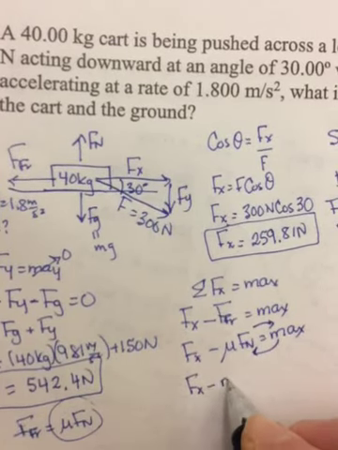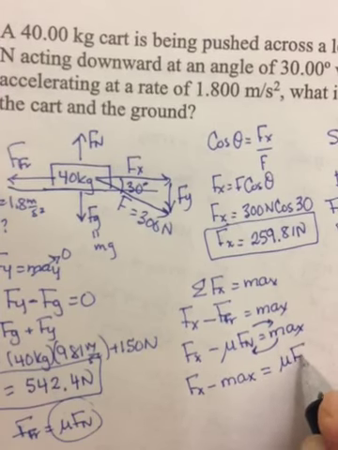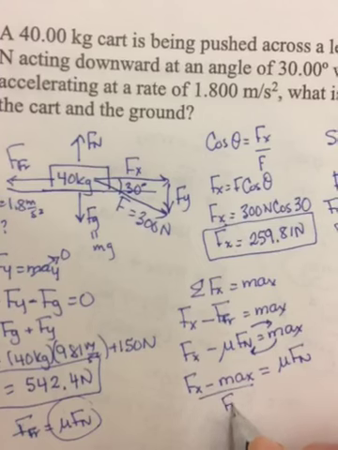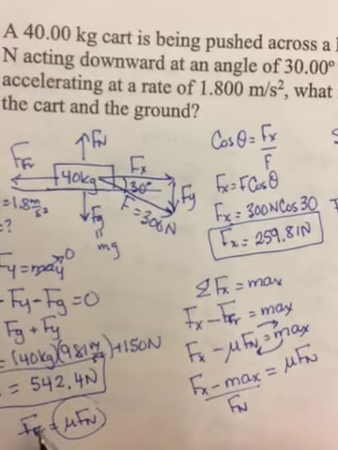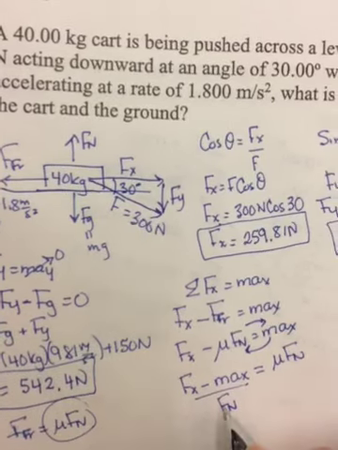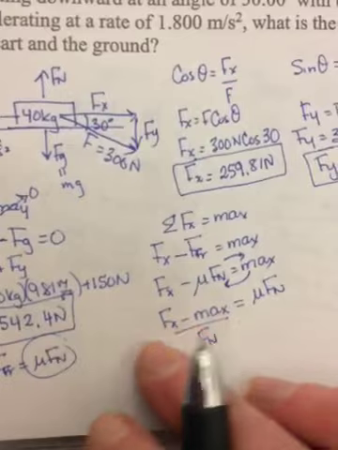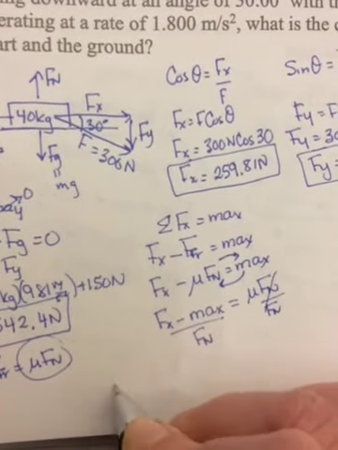So it'll be Fx minus Max will equal mu Fn, and then to get the mu alone, divide by Fn. Now, if you did it the other way, this would just be friction here, and then you would go down here, and to get mu, you divide by Fn. So we're just doing this step all at once instead of in two separate ones. Okay, so you divide both sides by Fn, this goes.